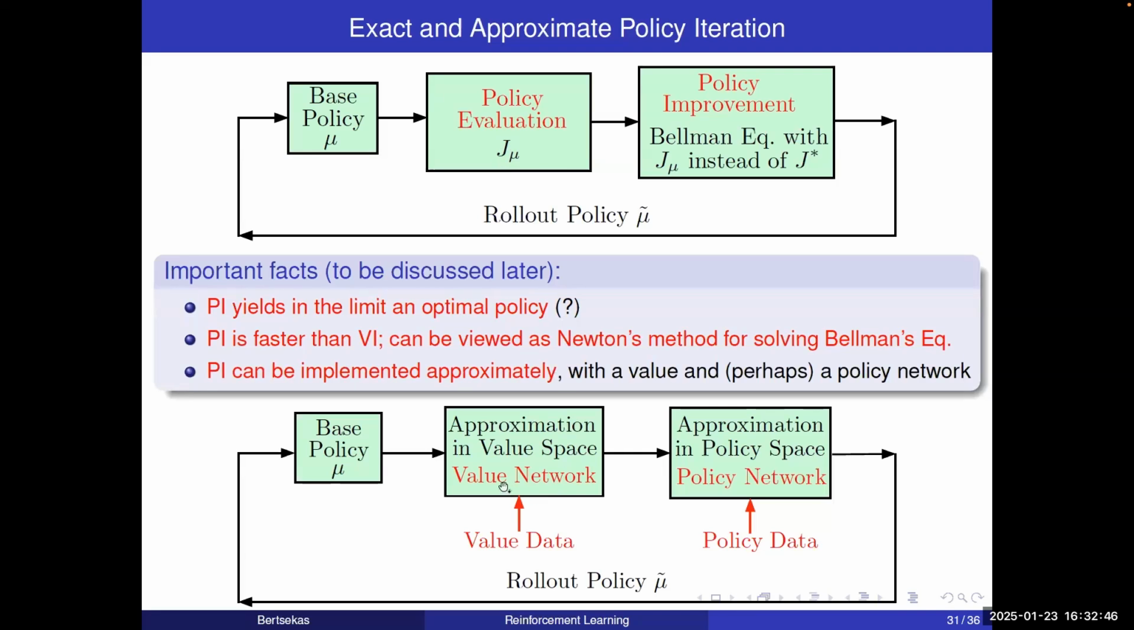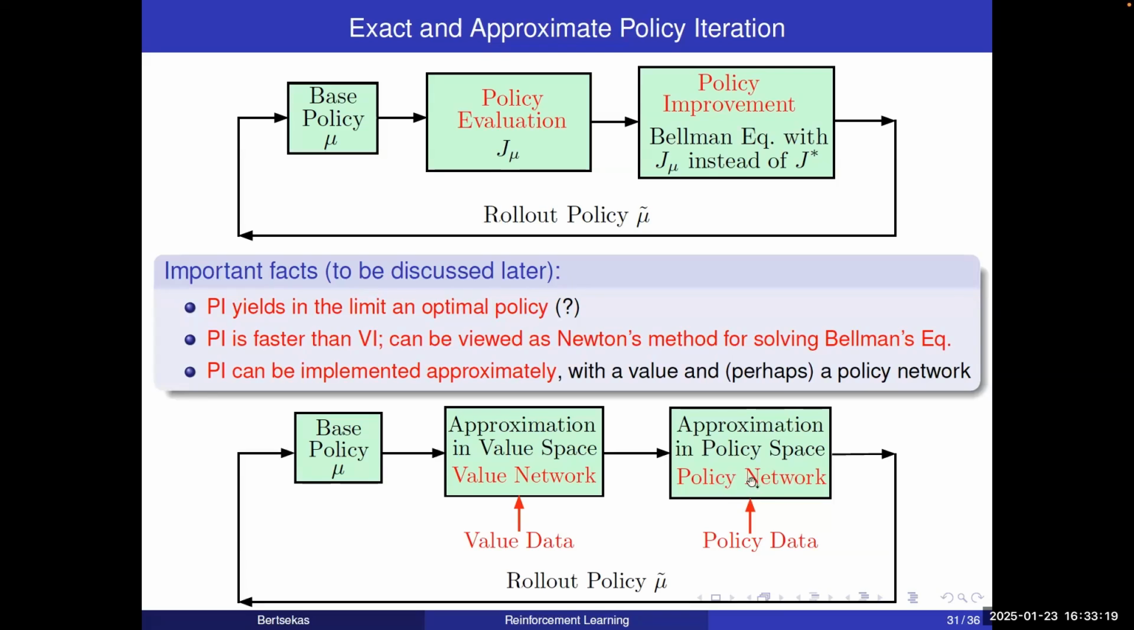Then, after we get this approximate version of J mu, we perform one step look ahead to get the policy data. So instead of listing the control for every single state, again, we sample states. We do one step look ahead so that we're going to have state-control pairs. Those would be the policy data. And we use those data to train the policy network.